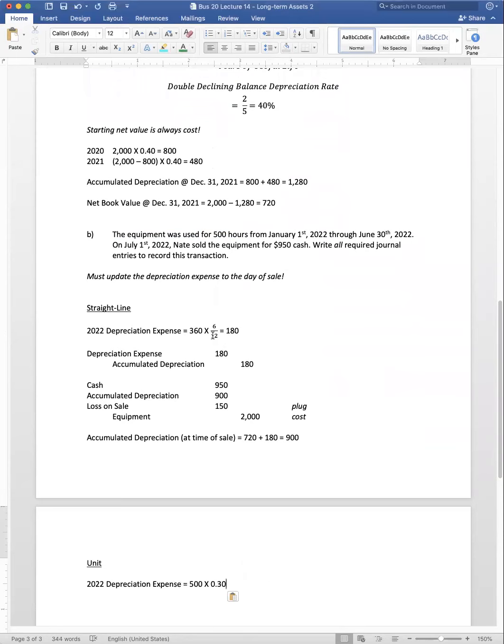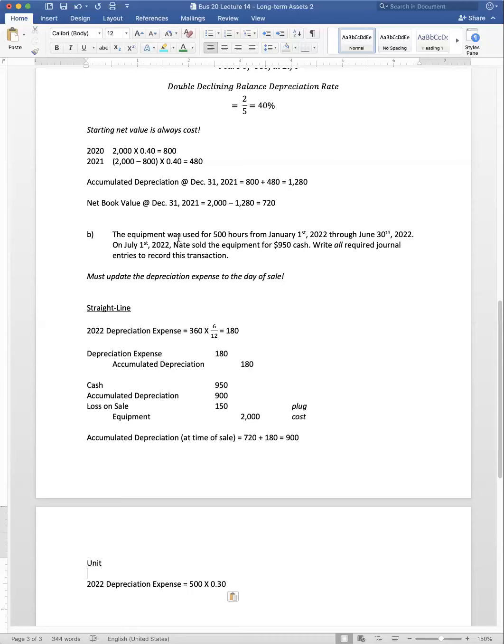All right, now, in the previous example with straight line, we multiplied the 360 by 6 over 12. Do we have to do that here? All right, good question. So why did we multiply by 6 over 12 here? Well, the answer is 360 represented an entire year of depreciation. And we didn't use it for an entire year, so we had to cut it down, right? We had to reduce the amount because this represented 12 months and we only used it for 6. Okay, here, 500 hours. Does that represent an entire year?